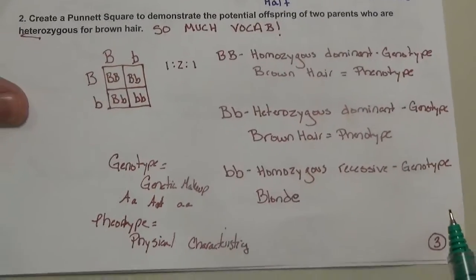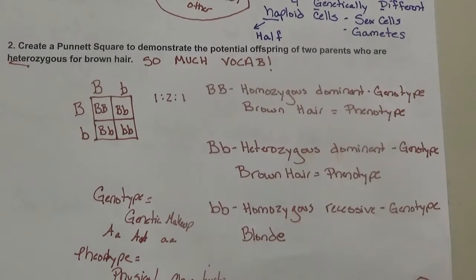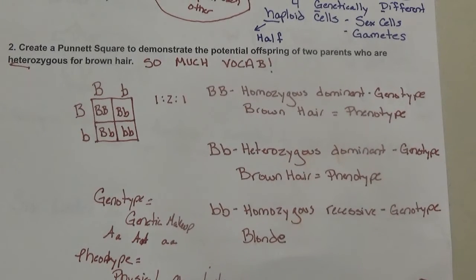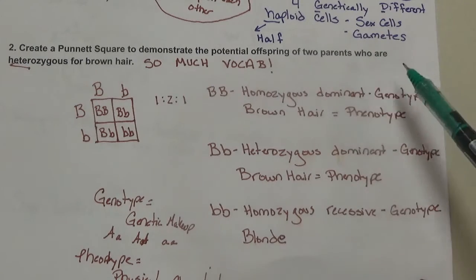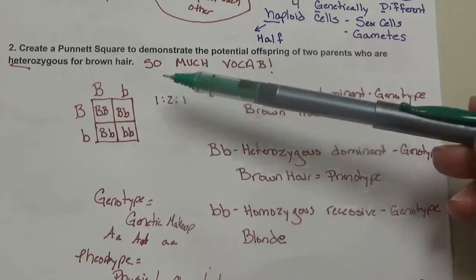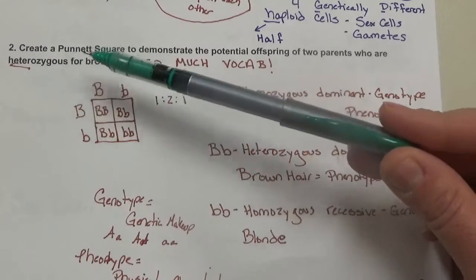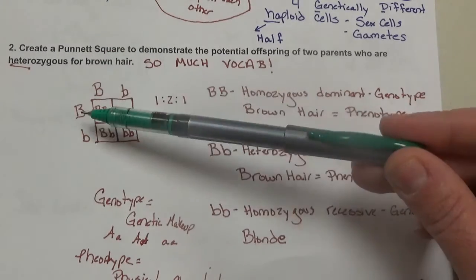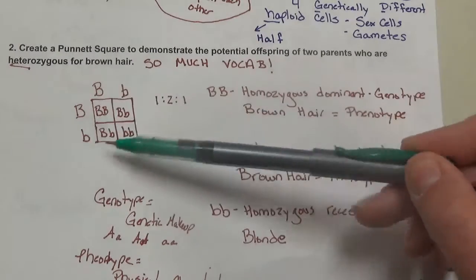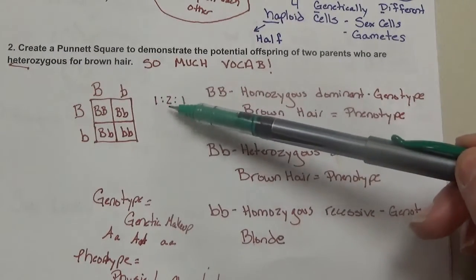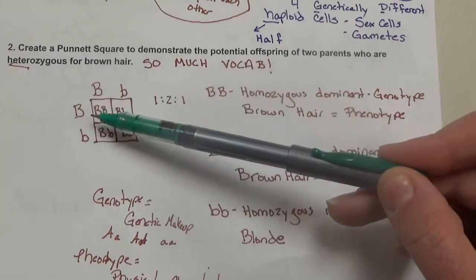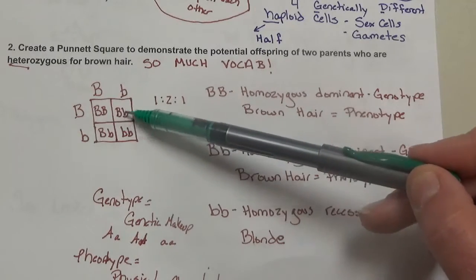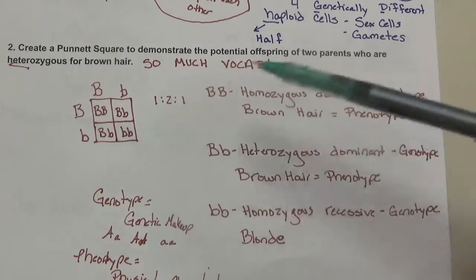Number 2 kind of just helps us review some of the essential vocab that we went over in Unit 6. Create a Punnett square to demonstrate the potential offspring of 2 parents who are heterozygous for brown hair. So remember, heterozygous means other, so that means we're going to have a big B and a little b and a big B and a little b. If we do a Punnett square with these guys, we're going to have a 1 to 2 to 1 ratio. That's what we always get with a heterozygous cross. Big B, big B, big B, little b, big B, little b, and then little b, little b.